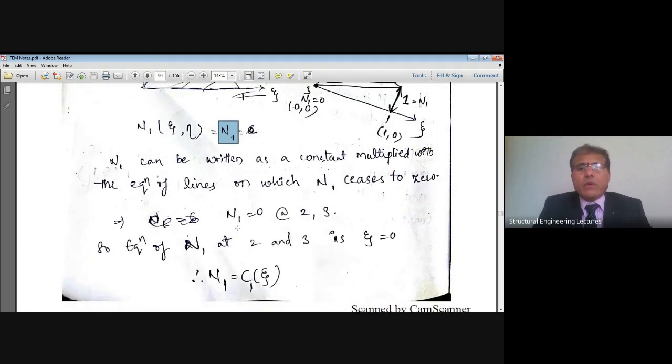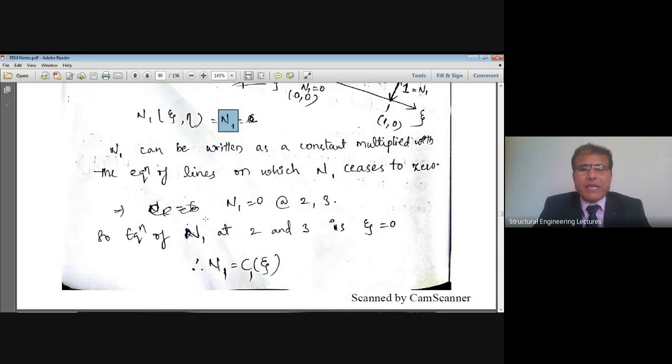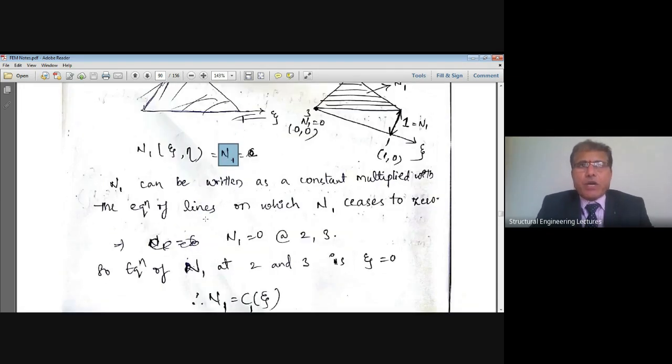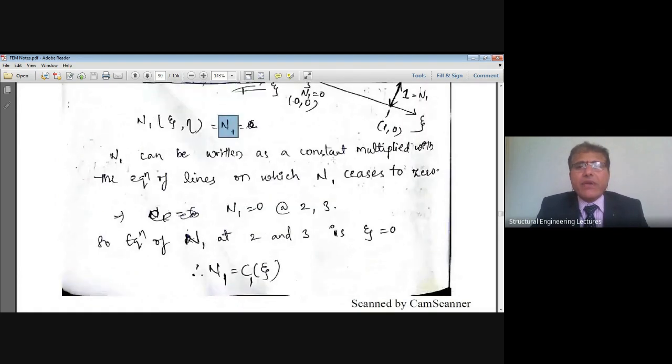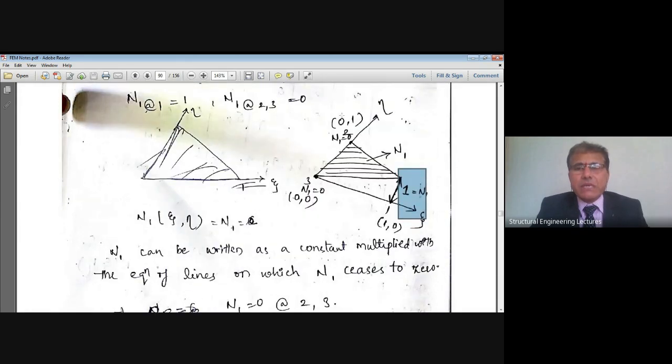Therefore, now, how can the shape function be written, students? Mathematically, the shape function can be written as a product of the equations of the lines at which it becomes 0. I'm just repeating once again: it can be written as a product of the equations of the lines at which this shape function becomes 0, right? Therefore, now let us see where this shape function n1 will become 0.